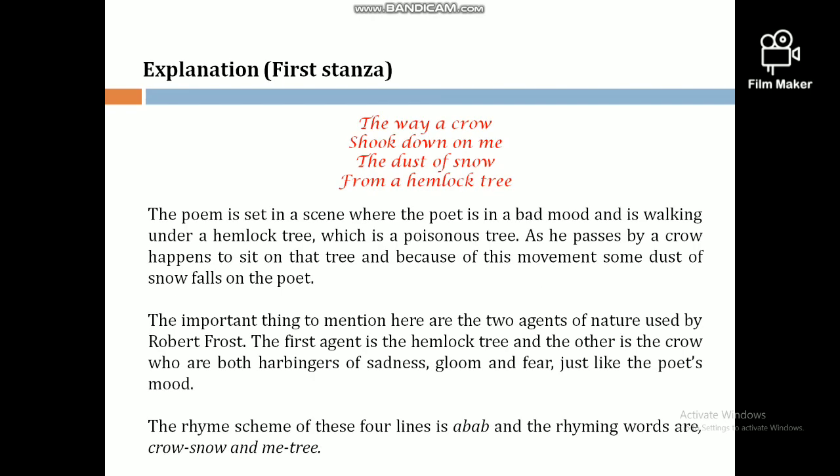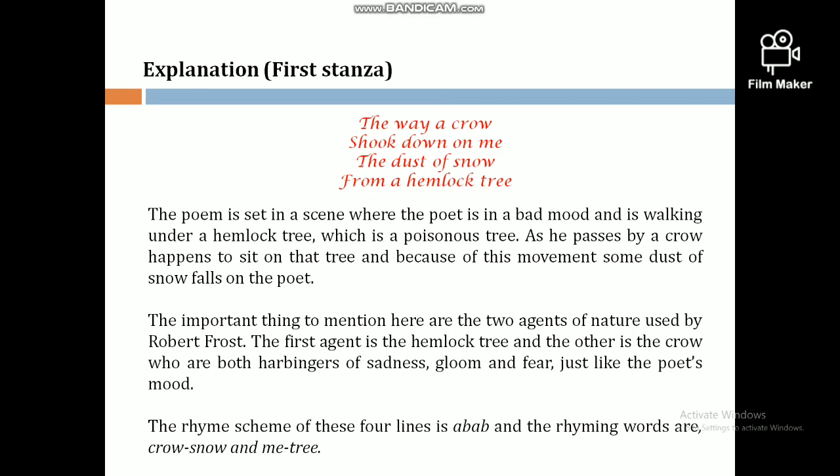Now we move to the explanation of the first stanza. I read out the first 4 lines of the poem. The way a crow shook down on me the dust of snow from a hemlock tree. The poem is set in a scene where the poet is in a bad mood. He is in a terrible mood and is walking under a hemlock tree, which is a poisonous tree. And as he passes by, a crow happens to sit on that tree, and because of this movement, some dust of snow falls on the poet.